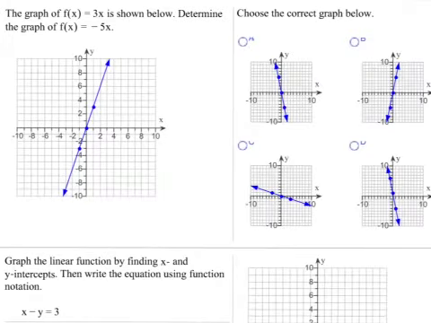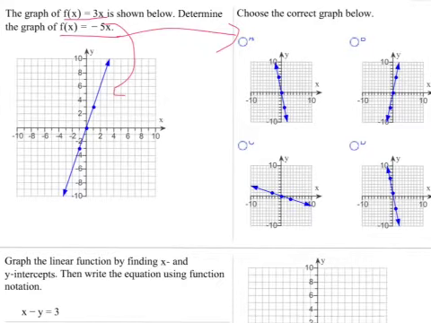I'm going to start with question 7 on your homework. The graph of f of x equals 3x is shown below. Determine the graph of f of x equals negative 5x. Choose the correct graph below. So they've already graphed f of x equals 3x here on this graph. We're trying to graph f of x equals negative 5x, and we're going to choose one of our choices.